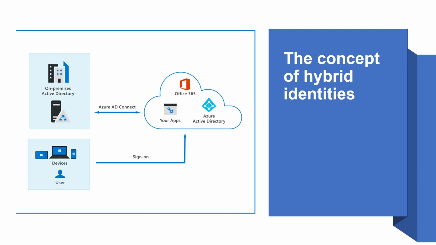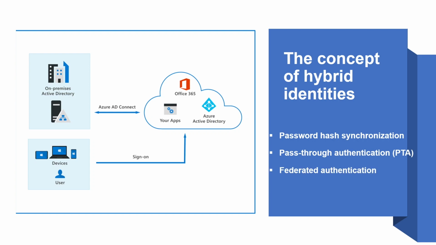When using the hybrid model, the authentication can either be done by Azure Active Directory, which is known as Managed Authentication, or Azure AD redirects the client authentication request to another directory provider, which is known as Federated Authentication. There are three types of authentication methods used here: password hash synchronization, pass-through authentication or PTA, and federated authentication. Let me explain these in detail.